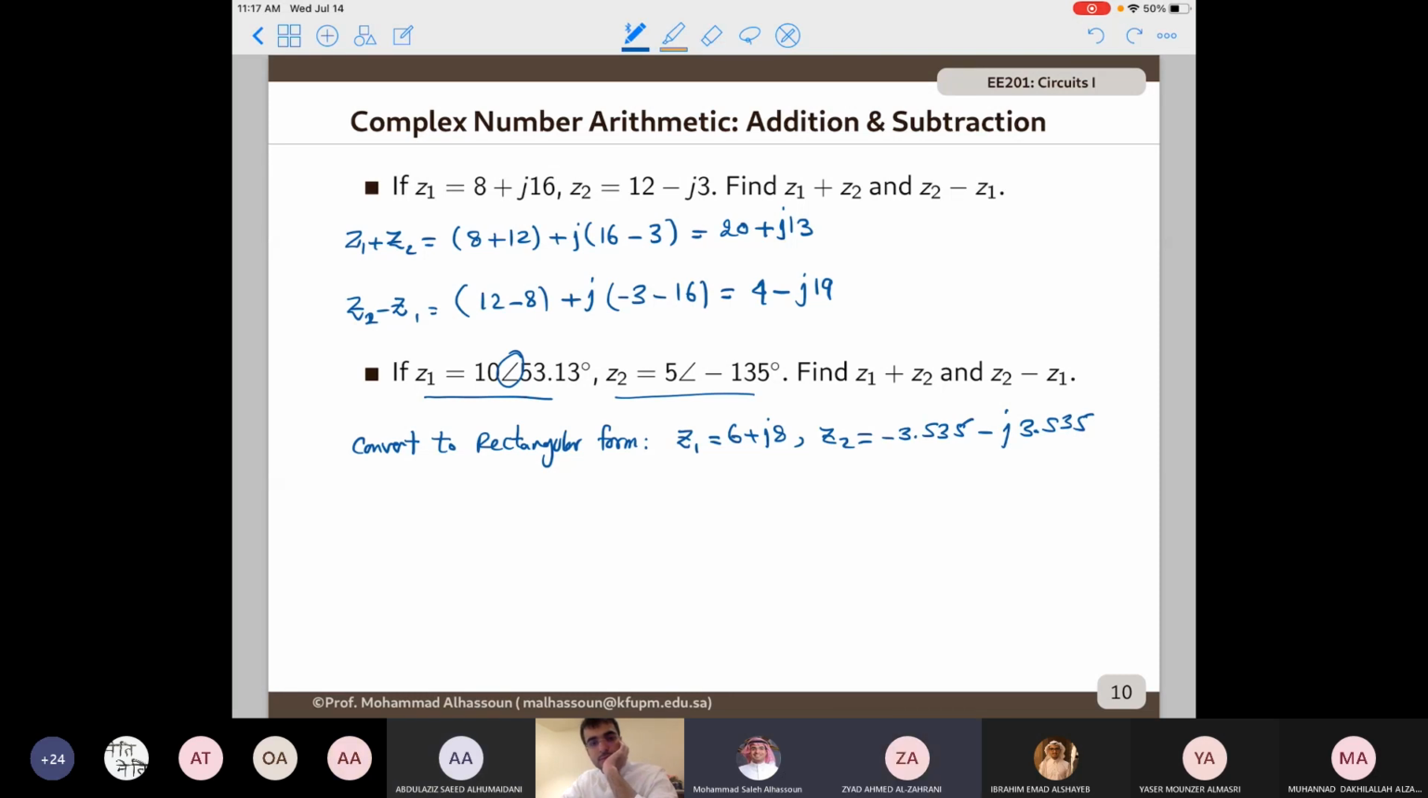Ziad? Is it correct to say that the real part is the cosine of the angle and the sine is the imaginary part? Yes, exactly. The real part is the cosine, the imaginary part is the sine of the angle. That's what we've been doing. Because remember, using Euler's identity, we have cosine of the angle plus j sine of the angle.